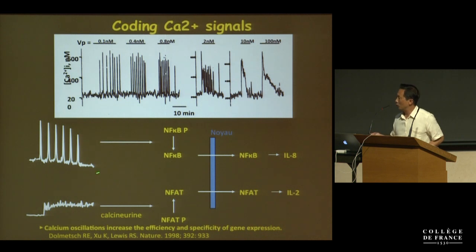And it's been shown, for example, that there's a calcium code, meaning that the cell is able to decode the frequency and the type of signal that is generated. For example, this oscillatory pattern would lead to activation of the transcription factor NF-kappa B and inflammation, while a sustained calcium response would lead to NFAT and cell death pathways.